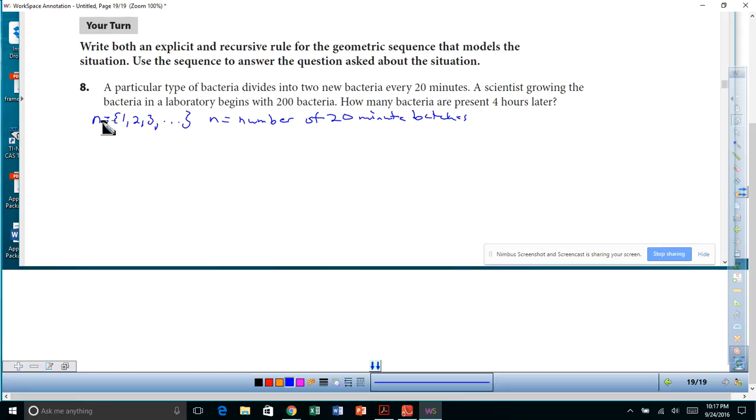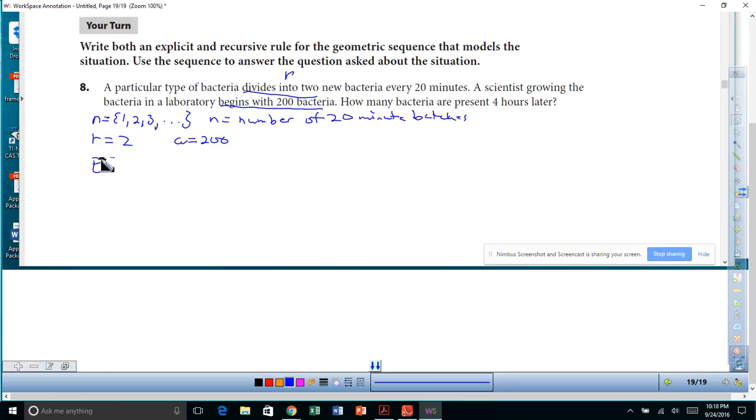All right, so what do we got here? R equals 2. Bacteria double; it said the bacteria divides into 2. So that's our R. And the scientist begins with 200 bacteria, so A equals 200. I think we got everything.